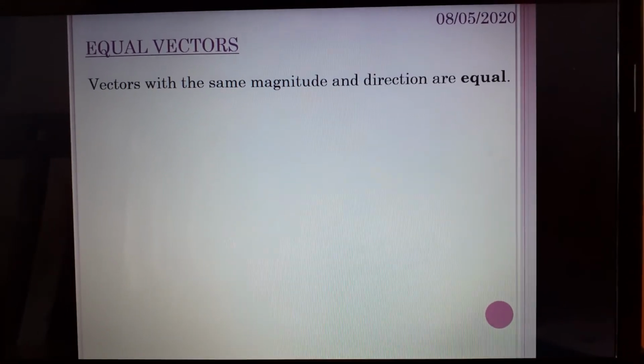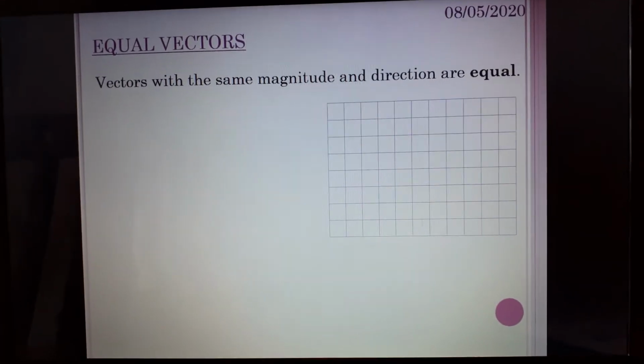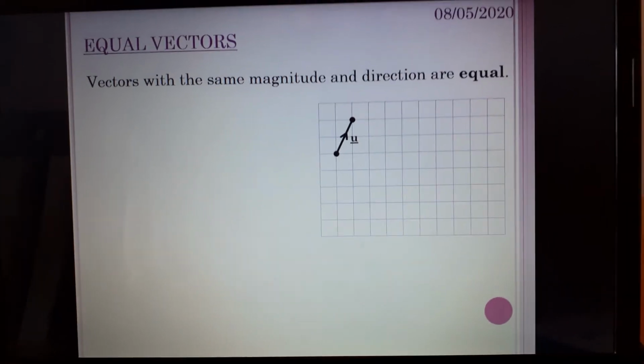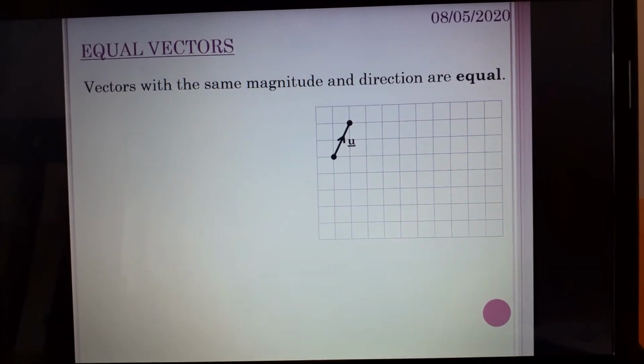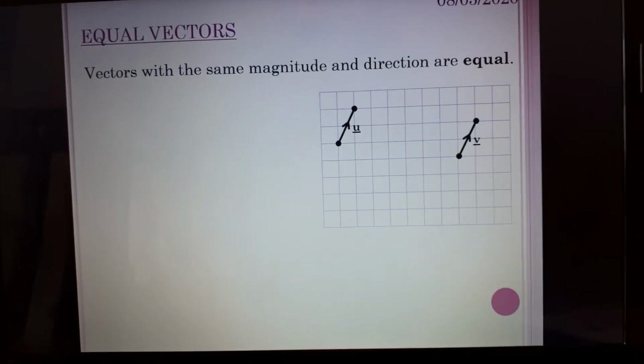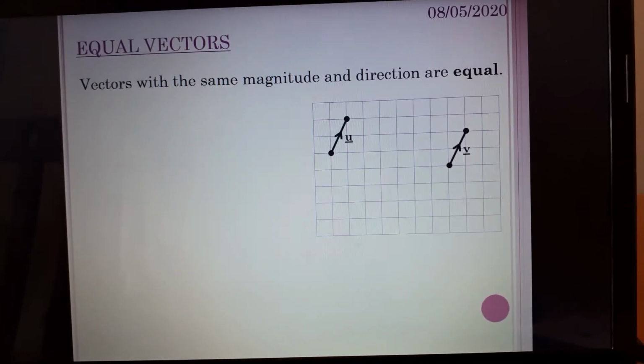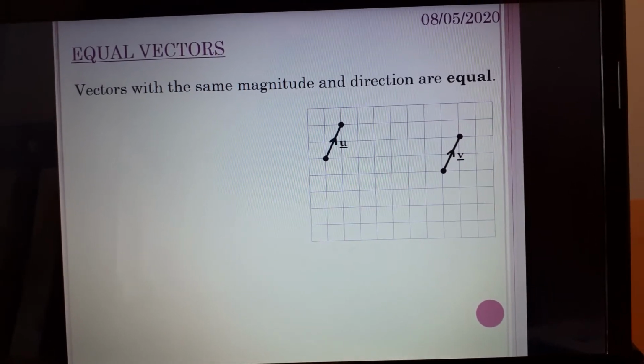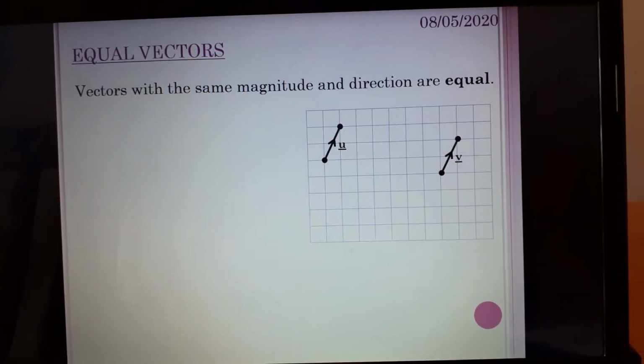Vectors with the same size and direction are equal. So for example, here we have the vector u. Okay, we can see from the start to the finishing point, we've gone along 1 and up 2. We've got another vector along there, which is v, but you can see from that we've actually also gone along 1 and up 2 to describe v as well.